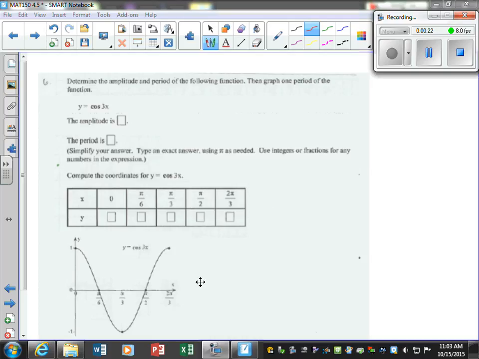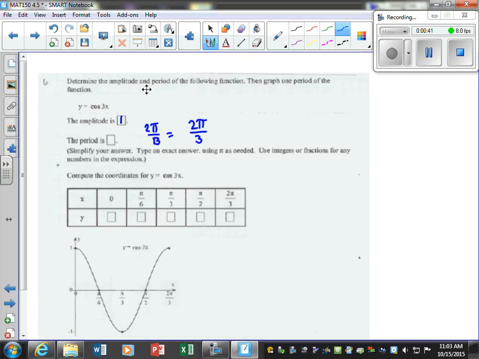So first of all, what is the amplitude of this one? Absolute value of 1, which is just 1. Our period, let's recall, is 2 pi over b, which is 2 pi over, what is b in this case? 3, good, so our period is 2 pi over 3.